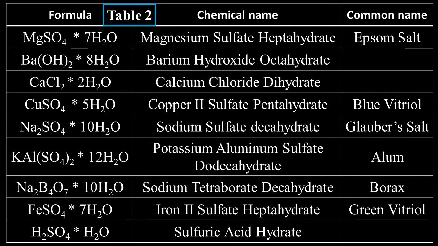Here is a table with many hydrates that are used in the chemical industry and in the laboratory. Epsom salts, which athletes use, they soak in Epsom salts in the bath and it relieves muscle tension and strain and aches and such. That's magnesium sulfate heptahydrate.